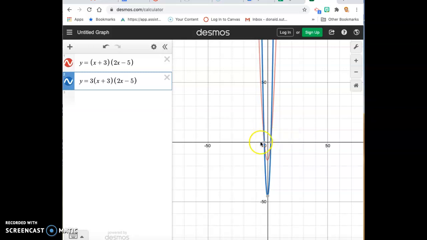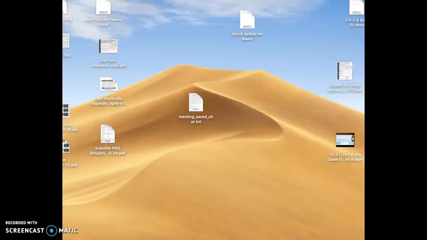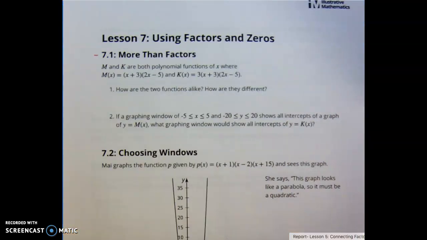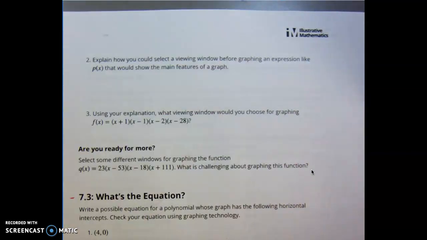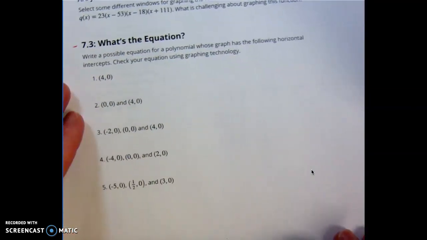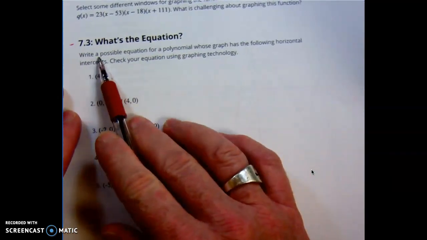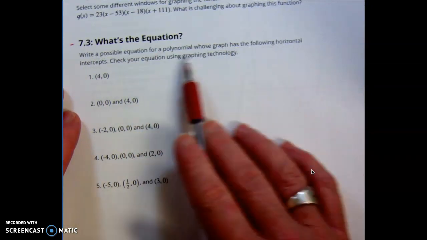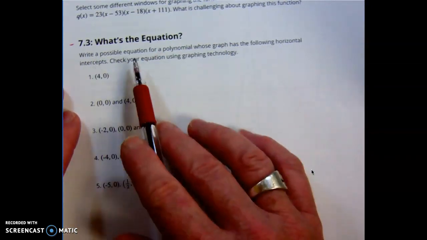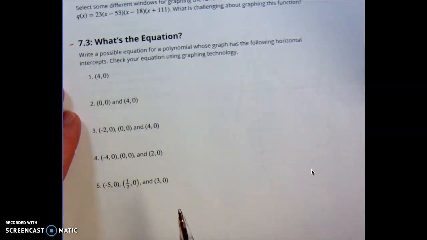We're trying to connect the graph with intercepts to the equation, trying to make some connection there. All right, so let's see what we've got here. We're going to skip activity 2, and we are going to go on to activity 3. It says, write a possible equation for a polynomial whose graph has the following horizontal intercepts. Check your equation using graphing technology.